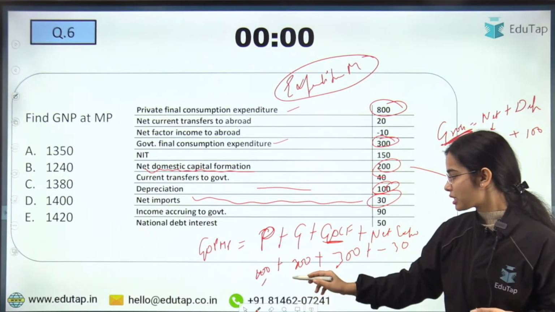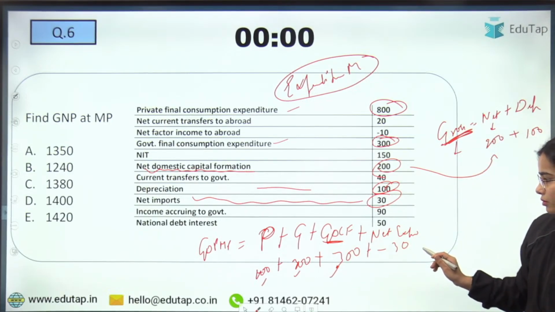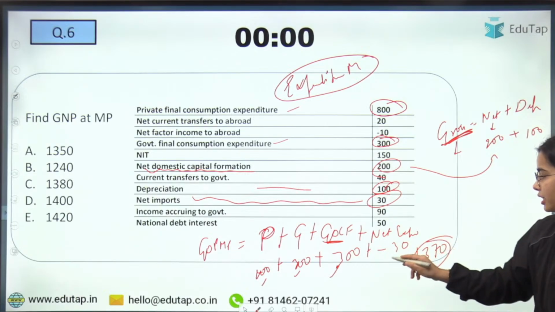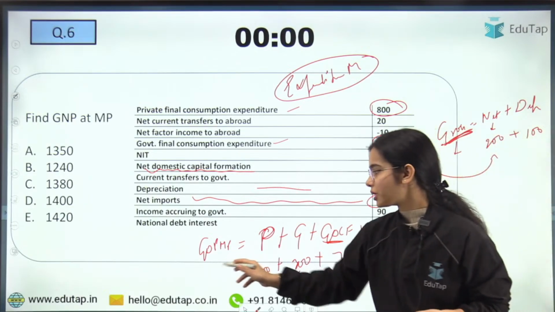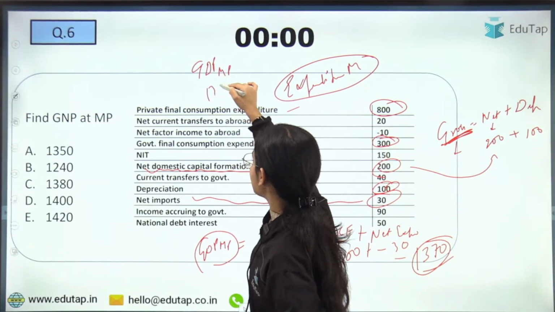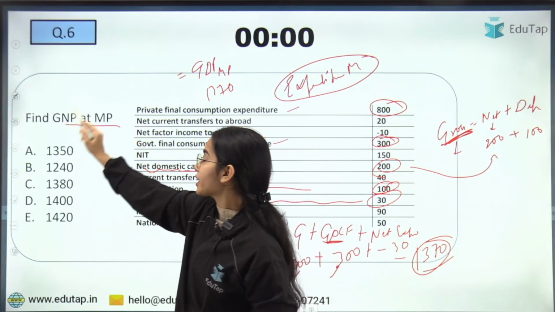So 800 plus 300 plus 300, that will be 1400, minus 30. So that will be 1370. So the GDP at MP is 1370. So now we have to calculate the GNP at MP.